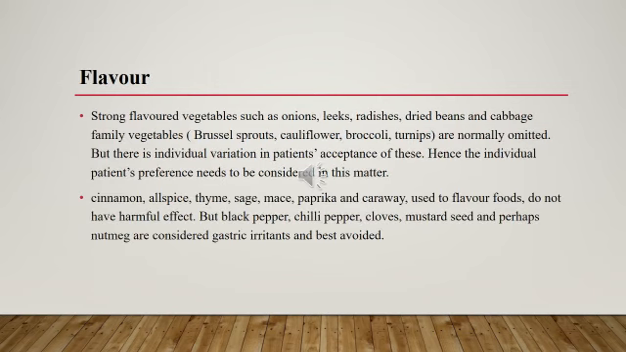Strong flavor vegetables such as onions, radish, beans, and cabbage are omitted or removed from the diet for a specific time period, and from patient to patient the acceptance of any food also varies. Sometimes onion and radish are accepted by one patient and not accepted by another patient for a long period.